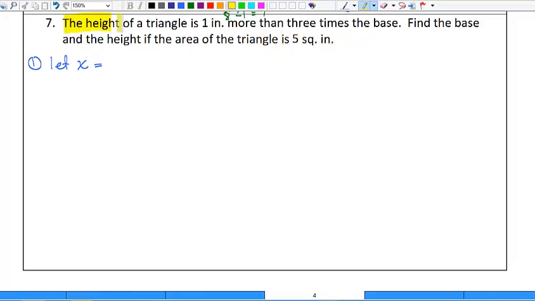Okay, this first sentence happens to be comparing the height to the base. So now that I have my comparative statement, the height comes first and it's being compared to the base. So we're going to let x equal the base.